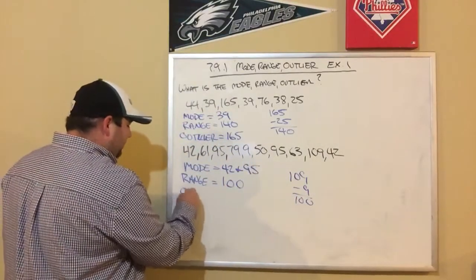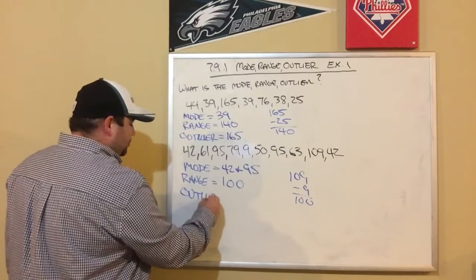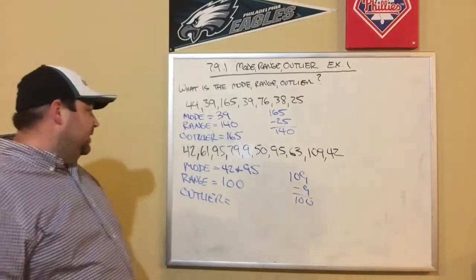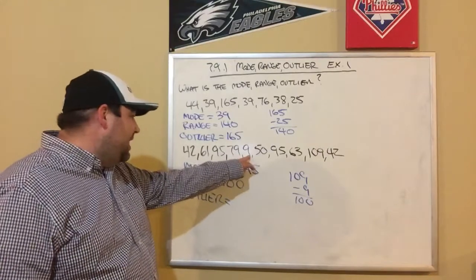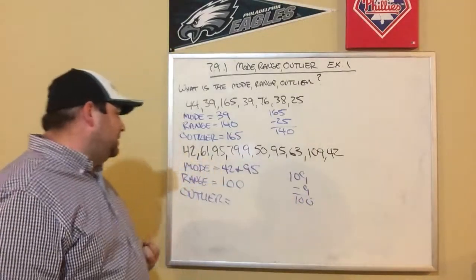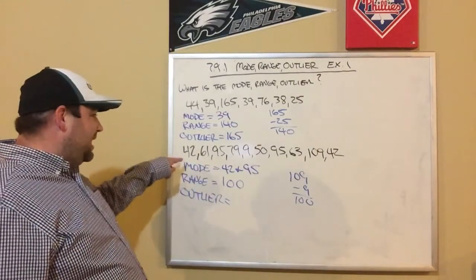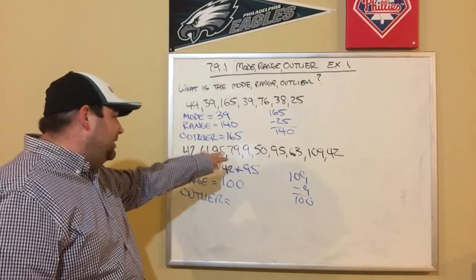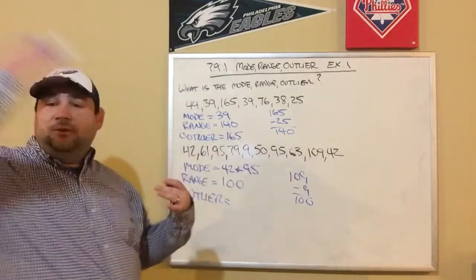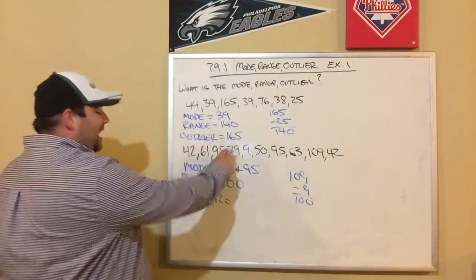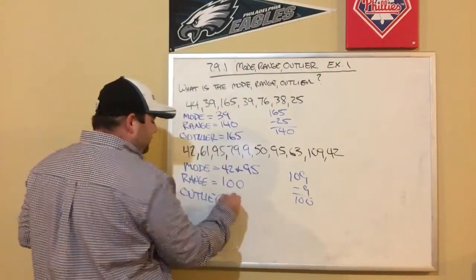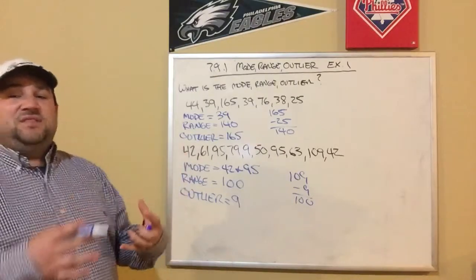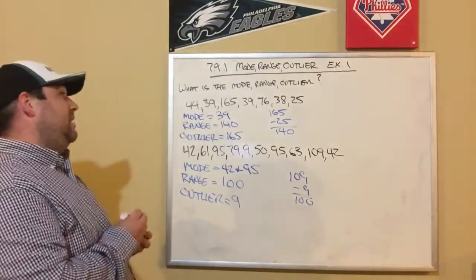And finally, outlier. So I want to look at this data. So I can see my smallest number is 9. My largest is 109. But then everything else kind of ranges from that 42, 61, 79, 95, all in that 40 to 109 range. This 9, I would say, is the outlier because that's definitely further away from most of the data. So 9 would be an outlier in this case.